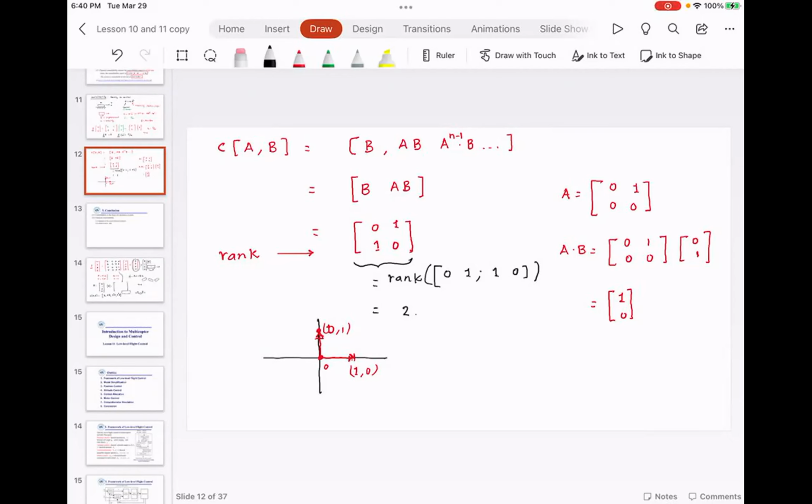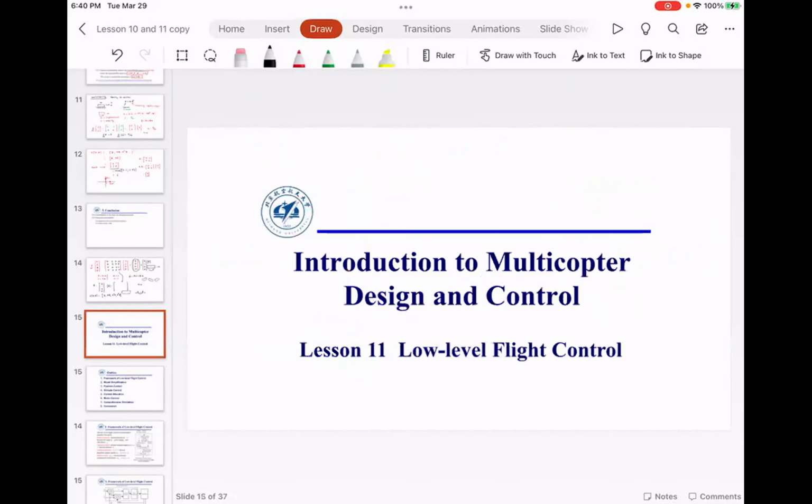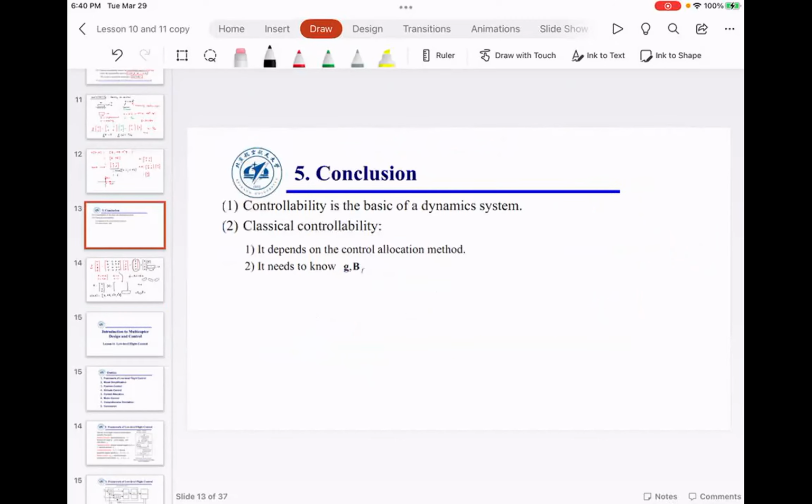You add a coupling so that the external force or torque can somehow influence that hidden state, and only then can you control it. That is called underactuated systems, and there is a lot of material in there. So next, let me talk about the conclusion.